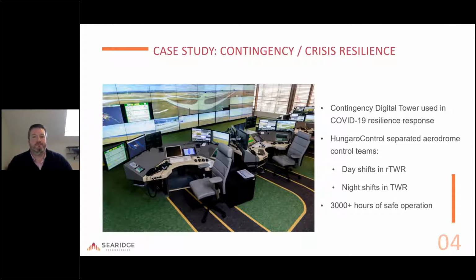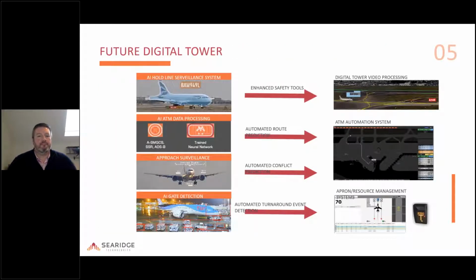Okay, next slide, please. Hopefully we're going to get some questions today, not just about current operations, but where we see the future that the technology is actually going to enable. At Sea Ridge, we see the digital tower advancing mainly through automation of some of the existing functions that may be either done by existing safety tools or some human decision making and suggestions.